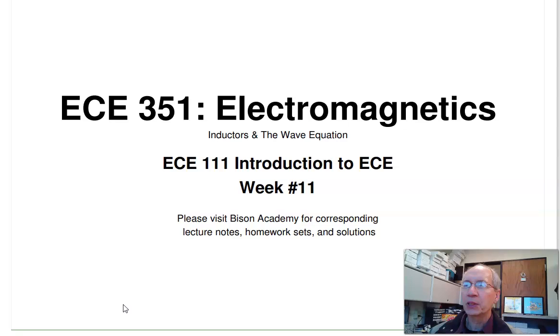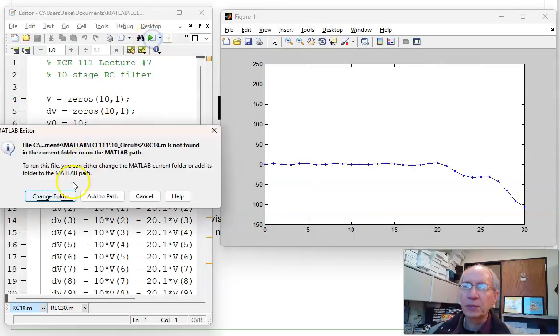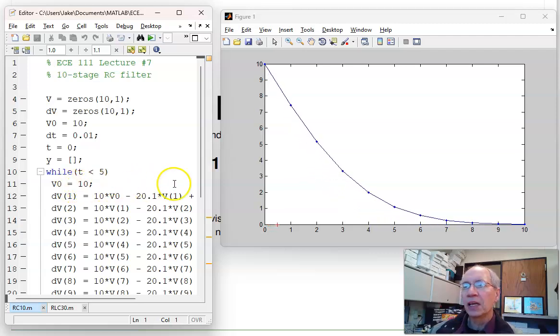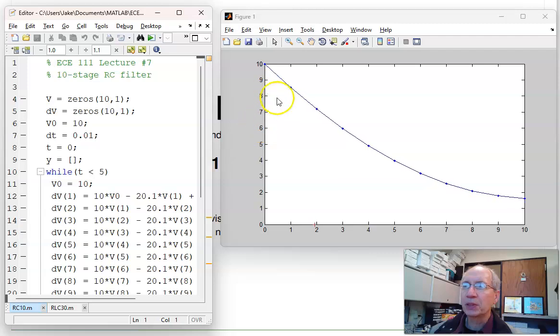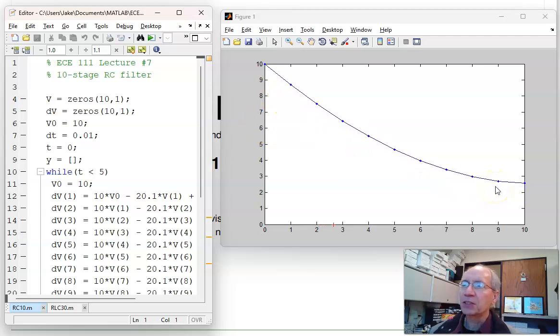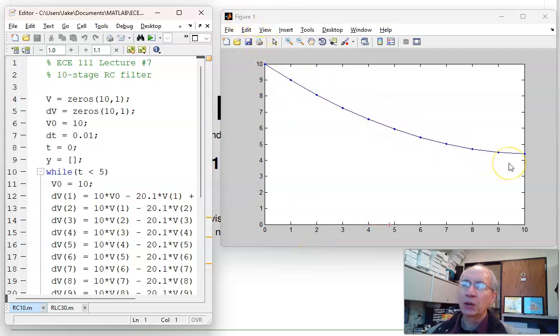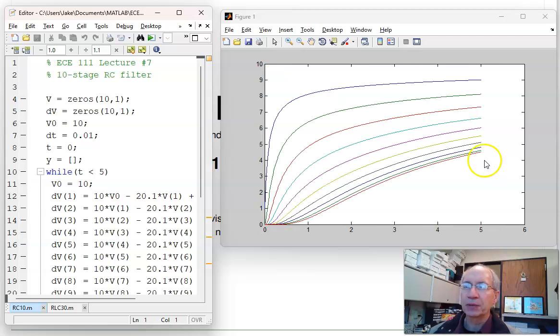Now, last week, we looked at capacitors. Capacitors are integrators. If you have an RC circuit, it behaves like the heat equation. For example, this is what we looked at last week. If I have a 10-stage RC circuit, and I give it a step input, this is how it behaves. That's also how temperature behaves. If I have a long metal rod, where's the temperature at the base? The temperature propagates down the rod according to coupled first-order differential equations. That's the heat equation.